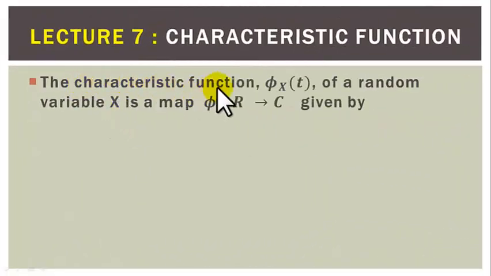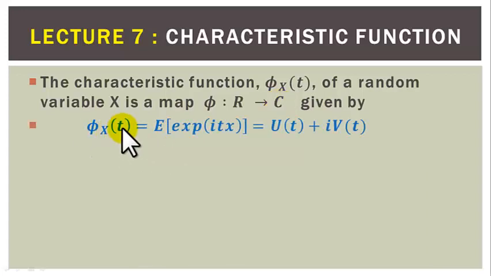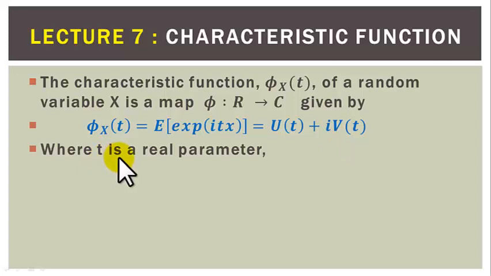The characteristic function φ_X(t) of a random variable X is a map φ from the set of real numbers R to the set of complex numbers C, given by φ_X(t) = E[e^{itX}], and this can be expressed as u(t) + i v(t), where i is the complex or imaginary unit defined to be the square root of -1, and t is a real parameter.